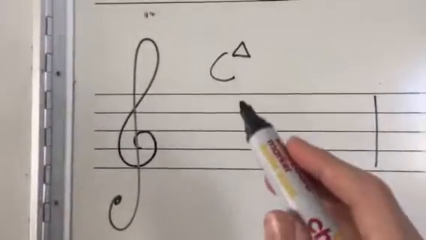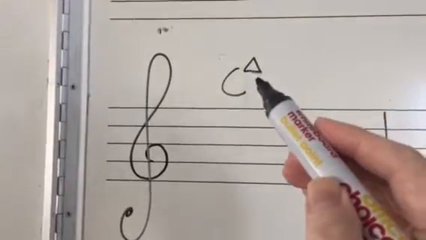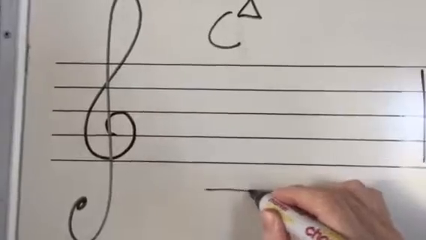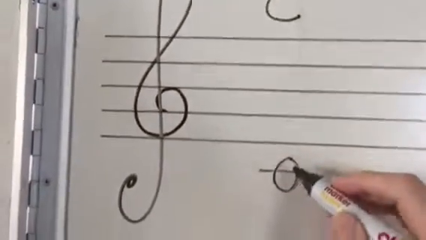We're going to write in C augmented. The symbol for augmented, if we're using chord symbols, is a triangle. So the first thing we need to do is write in the bottom note of which the chord is named after, which is a C.